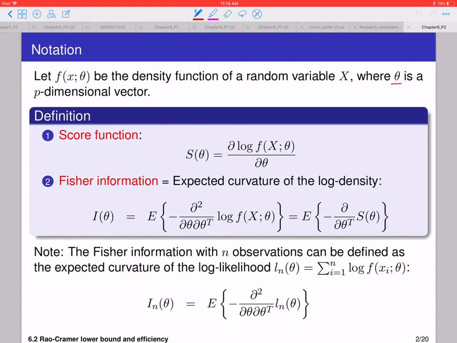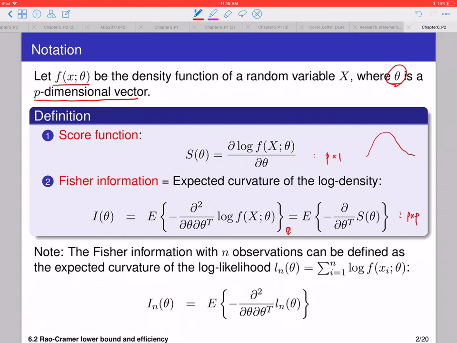So first, the setup is that we have a density function, and the parameter can be a vector. So it is a p-dimensional vector, p times 1, and this one is actually p times p, a matrix.